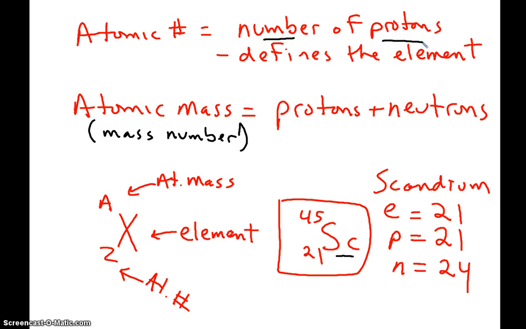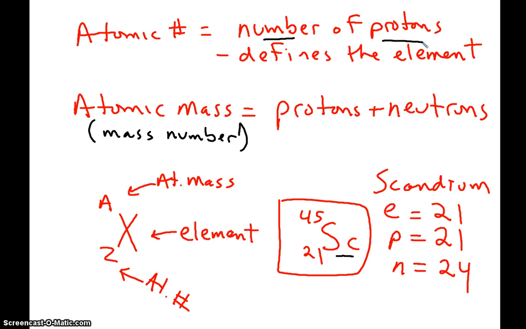It defines the element. So if someone says that, hey, I've got an element and it has 6 protons, we can look at the periodic table and say that is carbon. Whereas if they say it's 7 protons, it's no longer carbon, that happens to be nitrogen. So the atomic number is very important because it tells us what the element is.